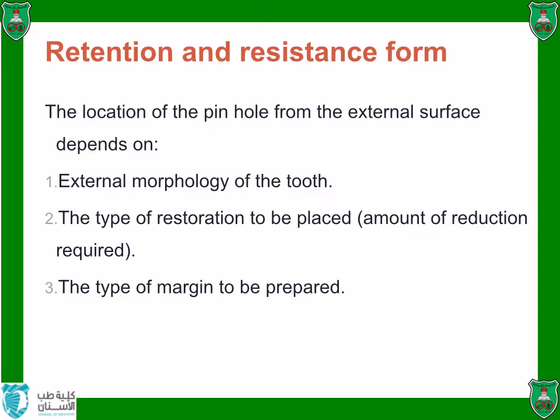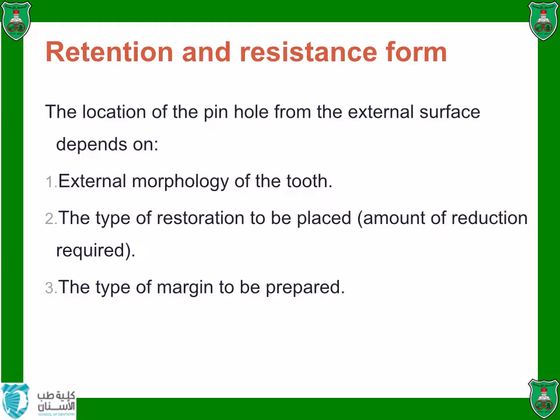And finally, the type of the margin to be prepared. This is also related to indirect restoration. For example, we have different margins or finish lines that we will prepare. Some are chamfer, some are shoulder, depending on the final material, either metal coverage or, for example, porcelain fused to metal or all ceramic restoration. So those two points, number 2 and 3, are used for indirect restoration, and we will learn about them next year, inshallah, in Crown and Bridge Lab.